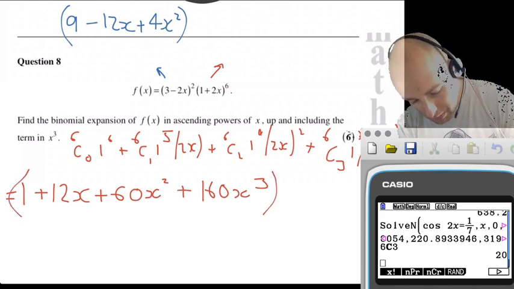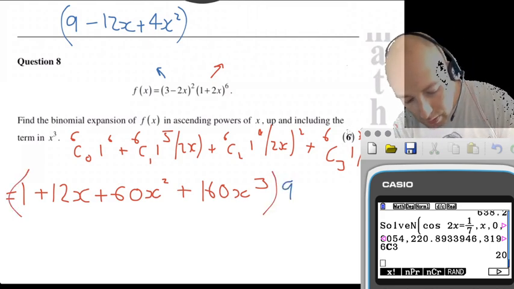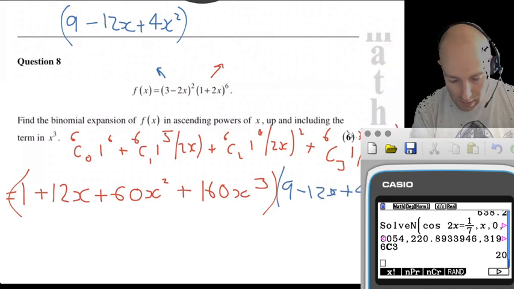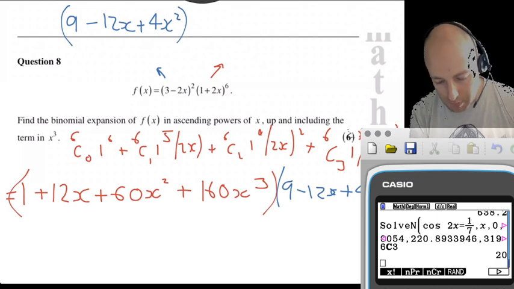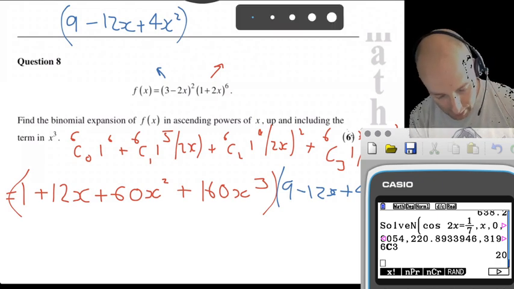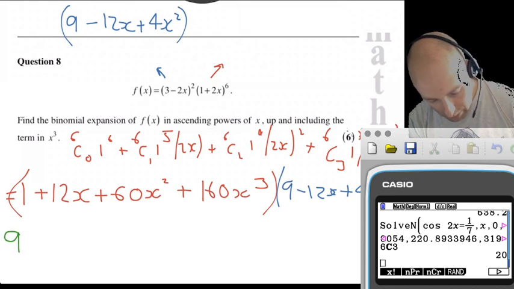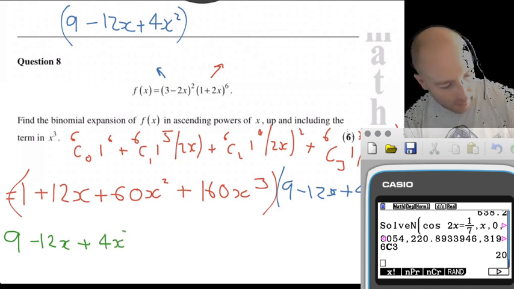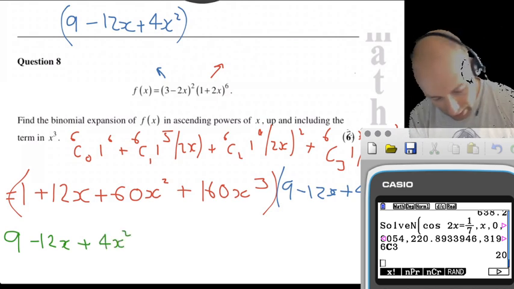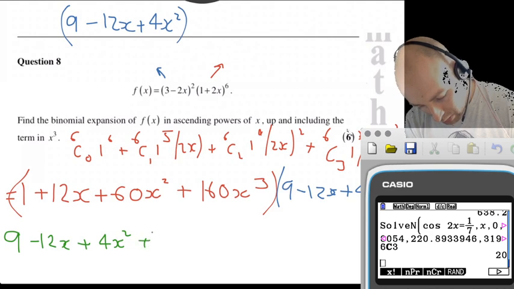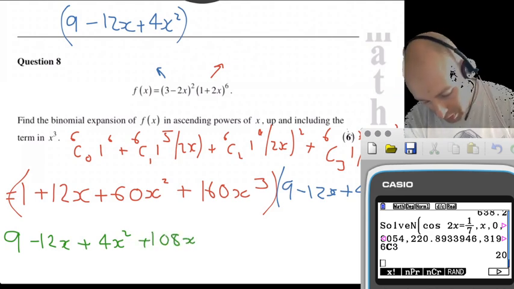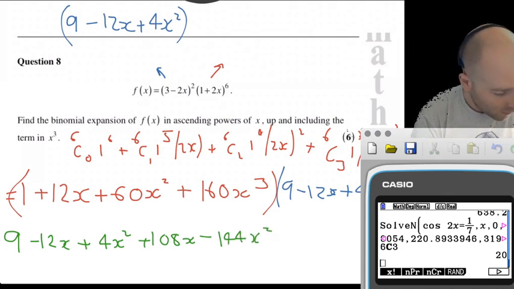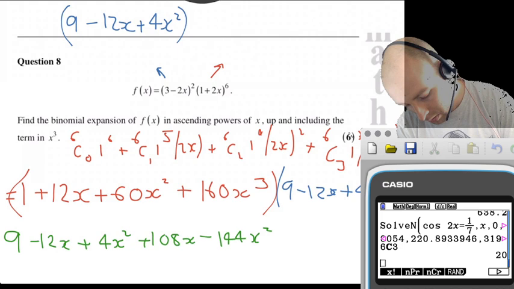I need to times that by the expansion of the blue bit, 9 minus 12x plus 4x squared. And we're going up to and including the x cubed term, so we can be a bit picky with how we expand these. I'm going to get 9, minus 12x, 4x squared. That's my first bit done. Then 9 times 12, which is 108x. 12 times 12, which is minus 144x squared. And 4 times 12, 48x cubed.